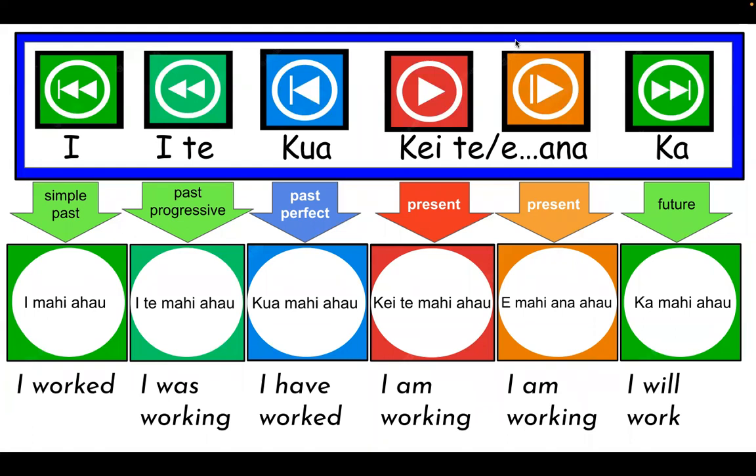Our last tohuwa is the future tense marker ka. A lot of the time when translating ka sentences into English, they include the word will. So ka mahi aho is I will work.